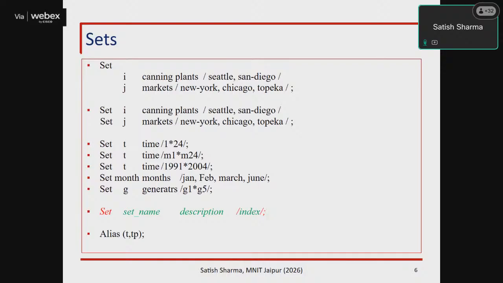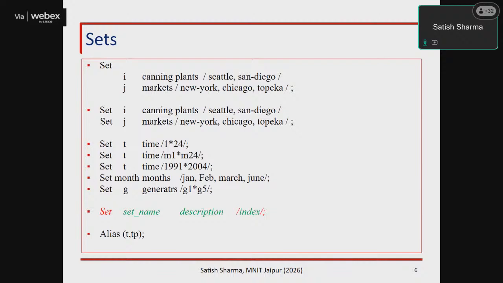Okay, so these members can be defined in different ways. Like again I have defined time, and I have mentioned m1 star m24. So here m is constant and then 1, 2, 3, 4. So the members will be m1, m2, m3. You can define t1, t2, t3 as well. So whatever you want, you can define it as per your convenience.